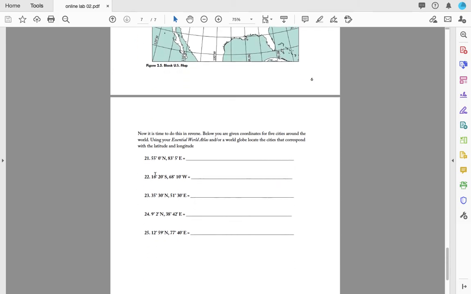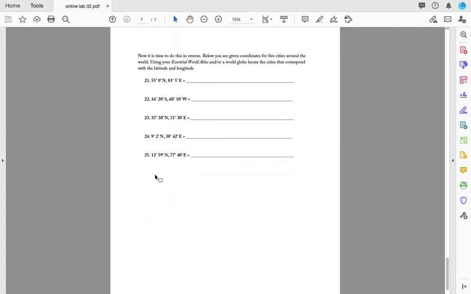And then with this last thing, so this is the very end, once you get here, you've got one more thing to do and you're done. With these, we're doing it in the opposite way. I'm giving you the latitude and longitude. So you have 55 degrees, 0 minutes north, and 83 degrees, 5 minutes east.